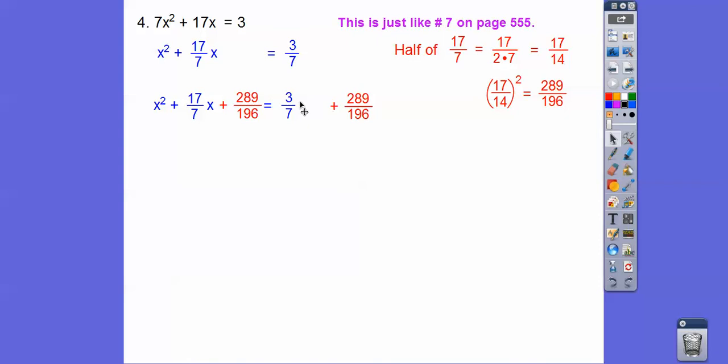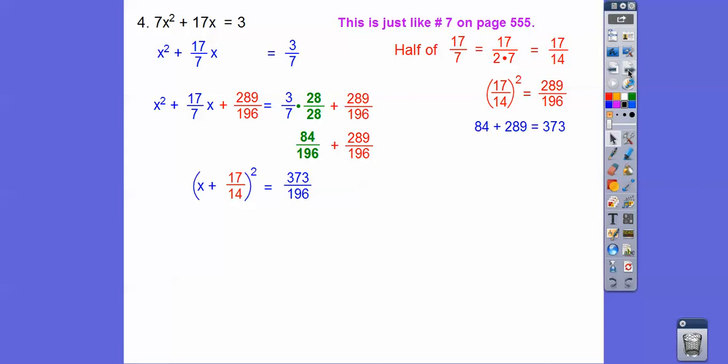I purposely left a space there because I'm going to get a common denominator. 7 goes into 196. It goes in evenly 28 times. So multiply it by 28 over 28, or 1, and then we get 84 over 196. So now we can go ahead and add 84 plus 289 over 196, and we get 373.